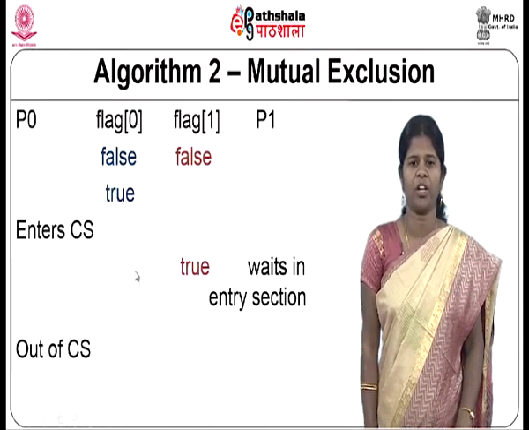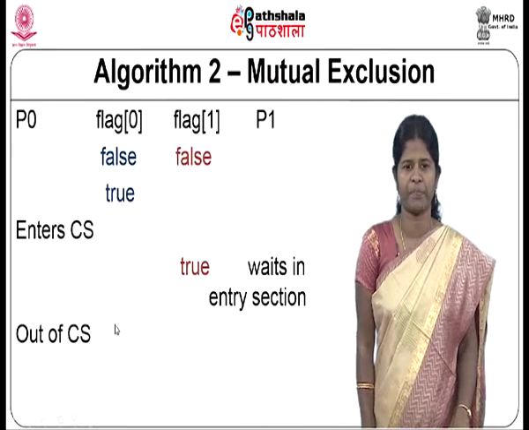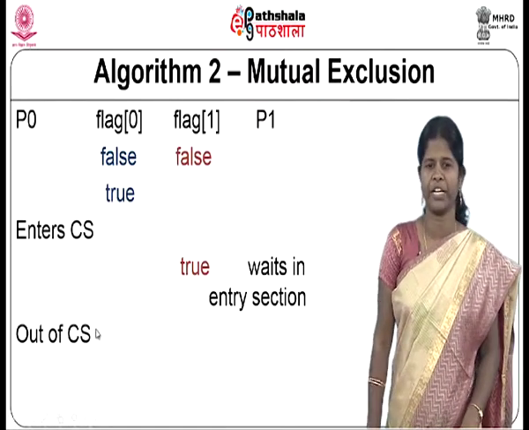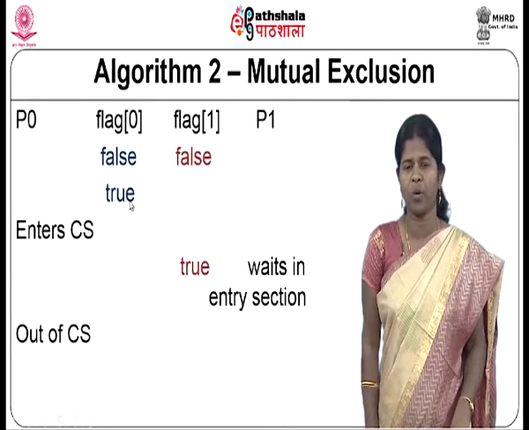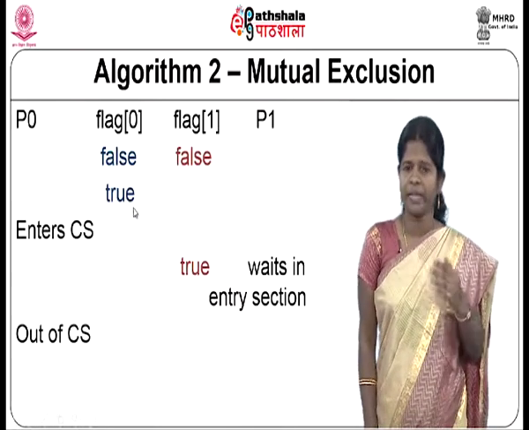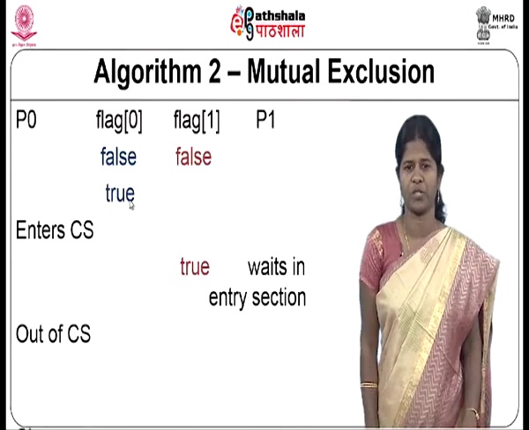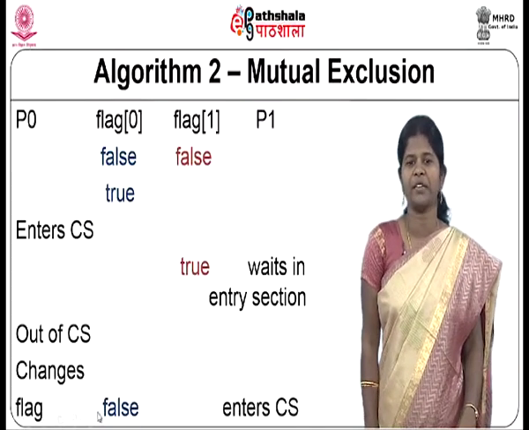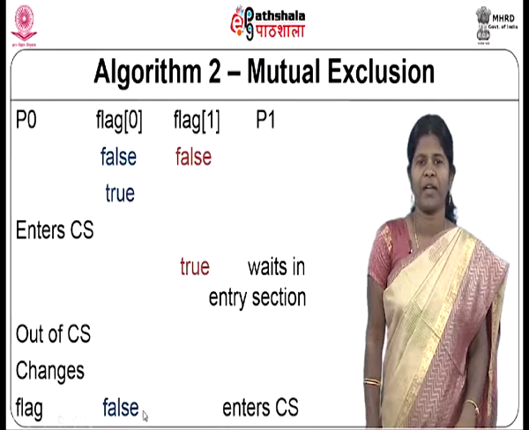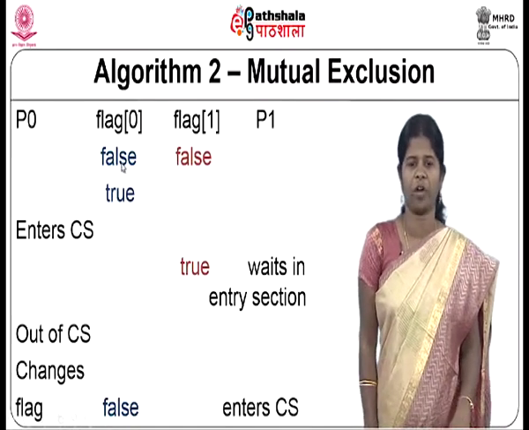And say now P0 comes out of the critical section. When P0 comes out of the critical section, then according to the code in the exit section, it makes flag of 0 false. Flag of 0 is changed to false.